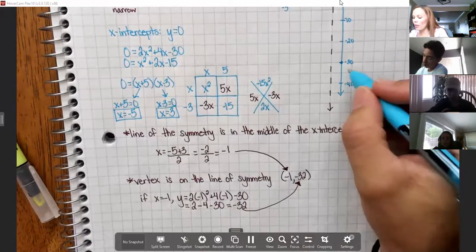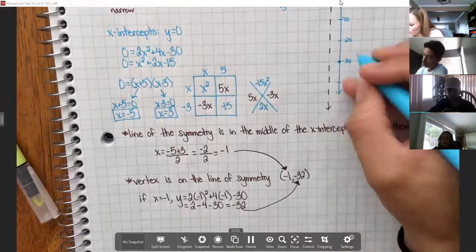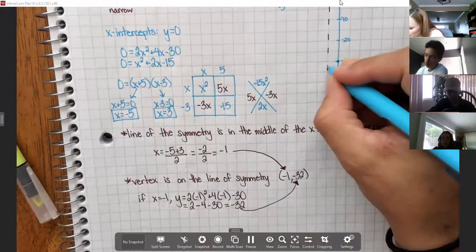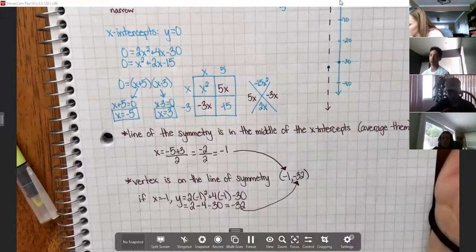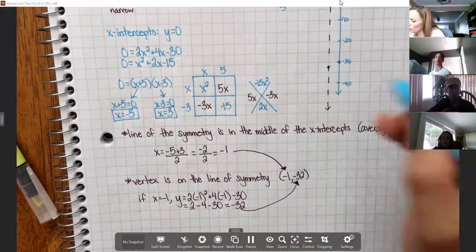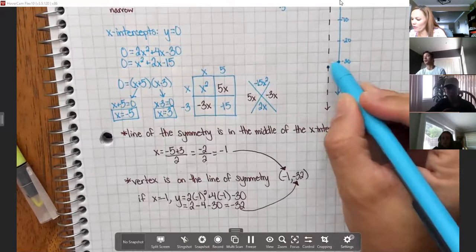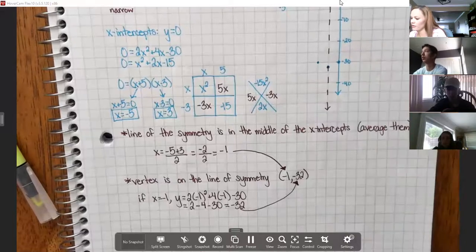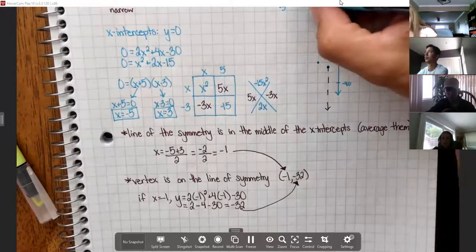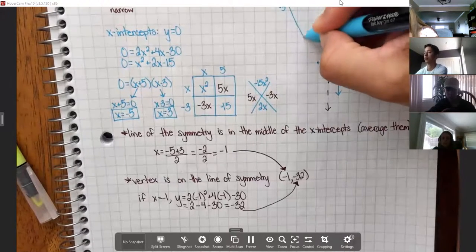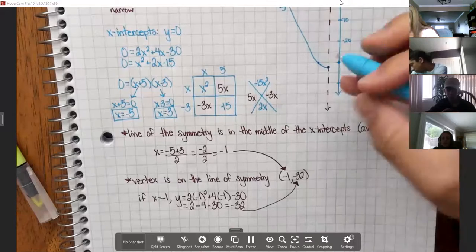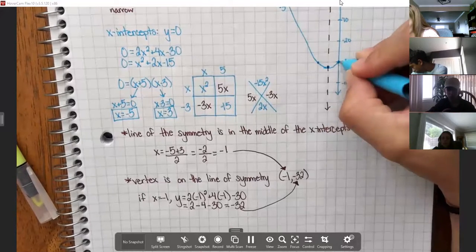So now you can go back and add that to your graph. So again, I scaled, so it's going to be about right here. You could plot another point here. Remember, this line of symmetry means if I fold it, it lands right there on the other side. But this gives us an idea of what it looks like.